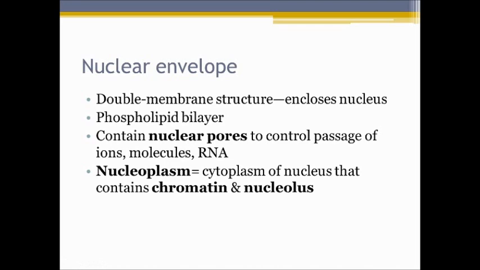So the nuclear envelope is also a phospholipid bilayer. Like I said, it contains these pores to help control the passage of ions, molecules, and RNA. And it also has its own kind of cytoplasm within the nucleus. It's called nucleoplasm, and it contains the chromatin and the nucleolus. The chromatin is just going to be your genetic information, all wrapped together with some proteins. It's loosely bound, and right before your cells start to divide, they become tightly bound together to form chromosomes.